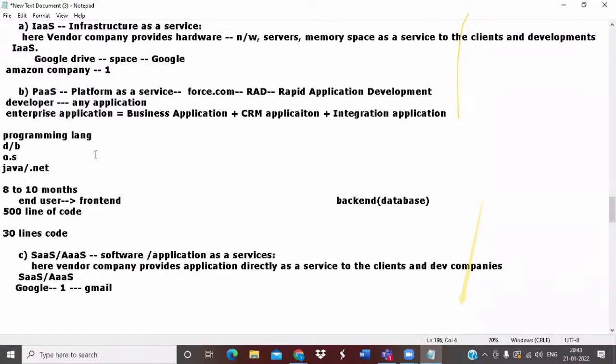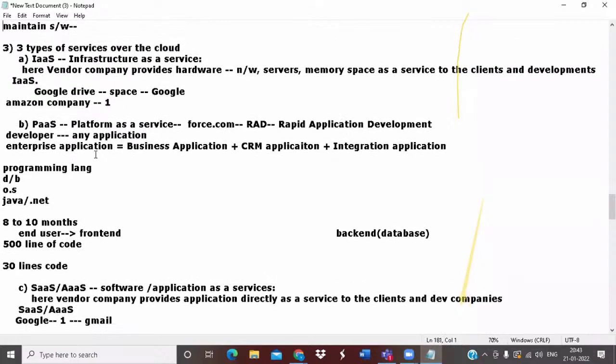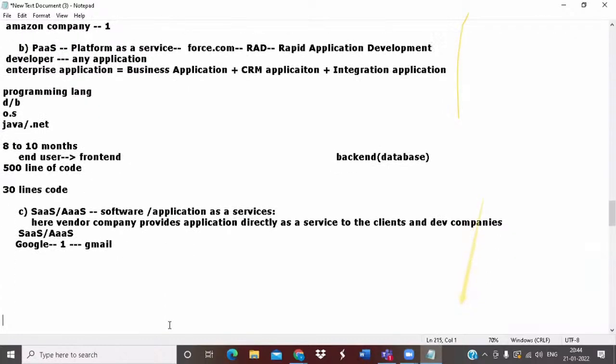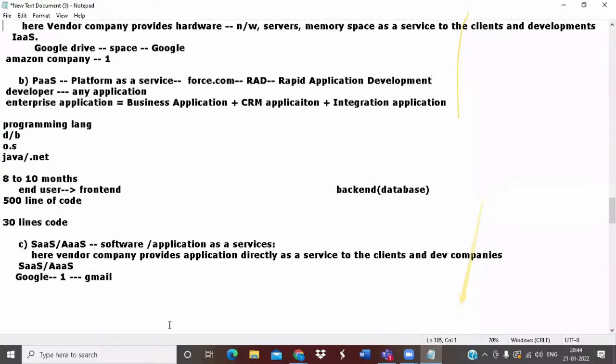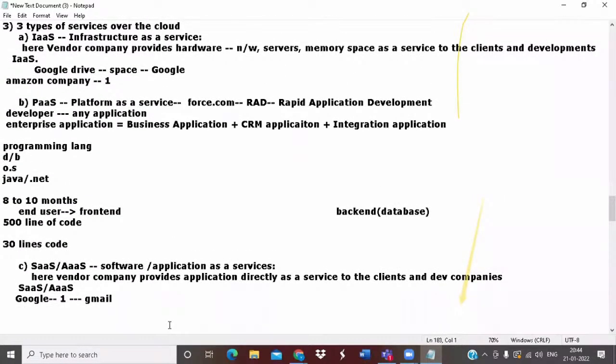Like that, the vendor company provides 3 types of services over the cloud. The first type we can call infrastructure as a service. The second type can be called platform as a service. The third type can be called software as a service or application as a service. I hope you understand all these 3 services. Tell me for my satisfaction, which company is the number one company in infrastructure as a service? Amazon. In case of PaaS? Salesforce. In case of SaaS? Google. Good.